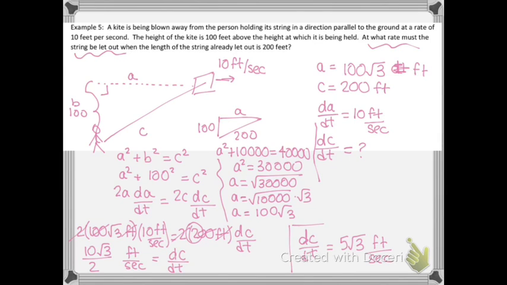So is C getting longer? Yes, the string's getting longer, so dc dt should be positive, and feet per second are appropriate units for that rate of change of the string length.